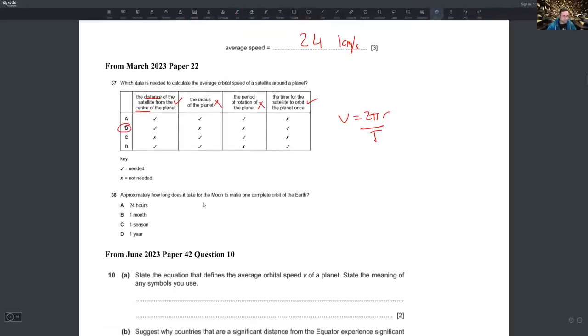Okay. Next. Approximately how long does it take for the moon to make one complete orbit of the Earth? We said 1 month. Nice and easy question.